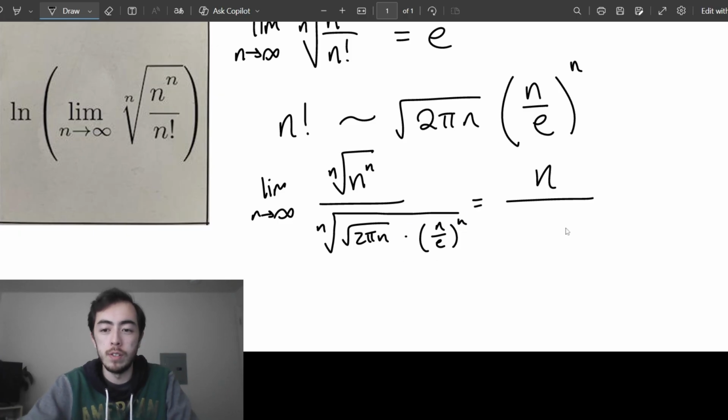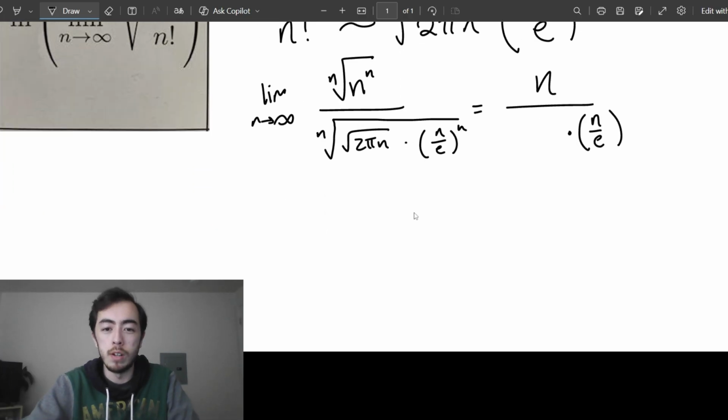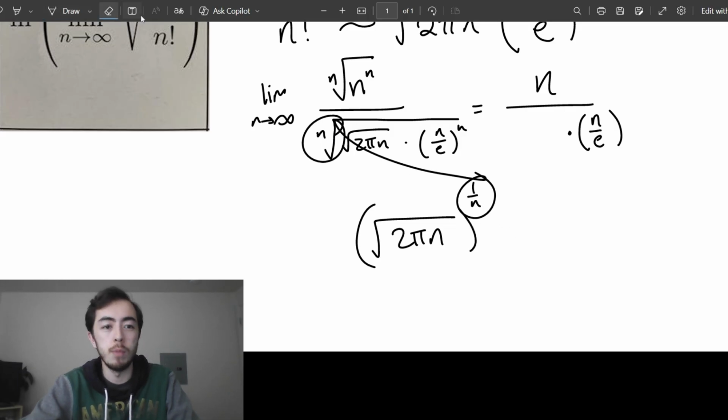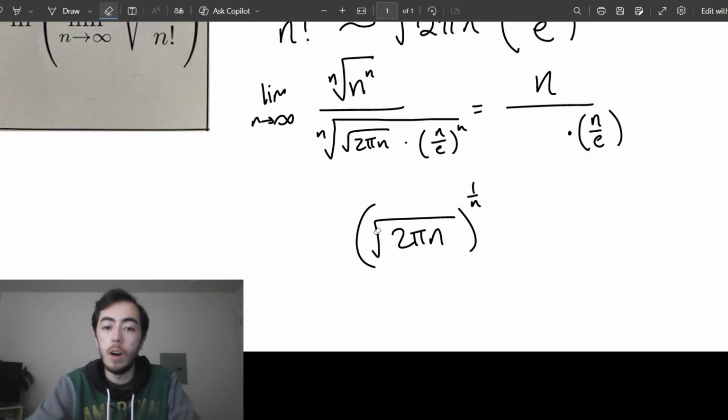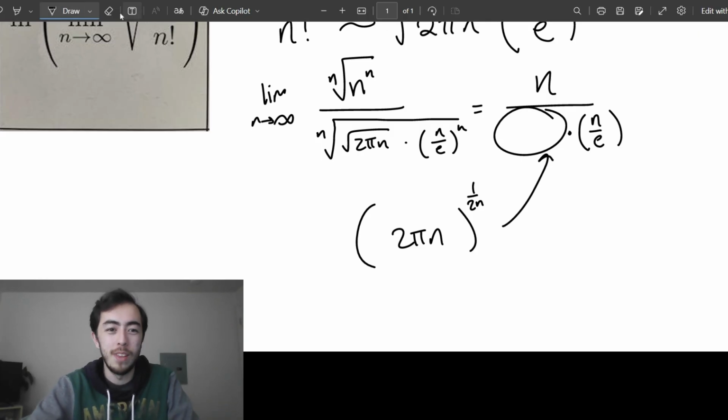Dealing with the second one first is a little bit easier. That power of n and that nth root cancel again, so we just get n over e. And then we do get something a little bit weird here. We get the square root of 2 pi n to the power of 1 over n. That's the same thing as an nth root, I'm just changing it to a fractional exponent. Also, I could change this square root to a power of 1/2, and then I could multiply my fractions in my exponents. And finally, I have some expression here, and basically I want to show that this is the number 1.